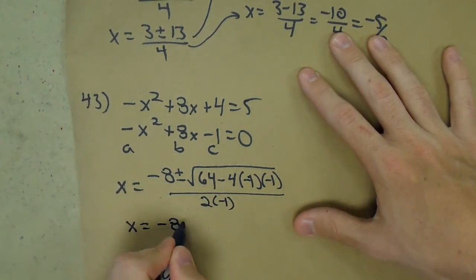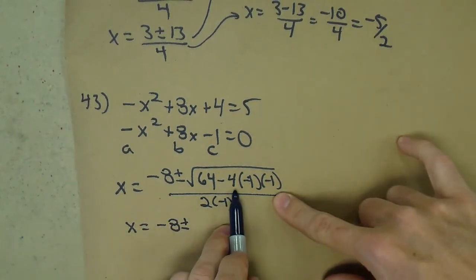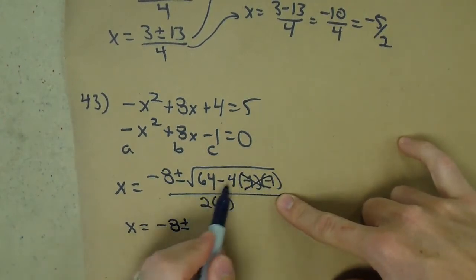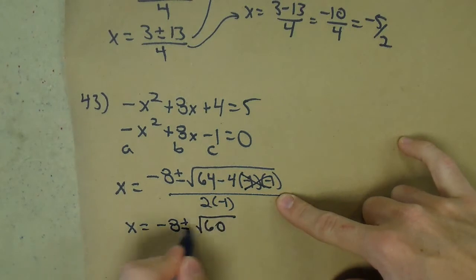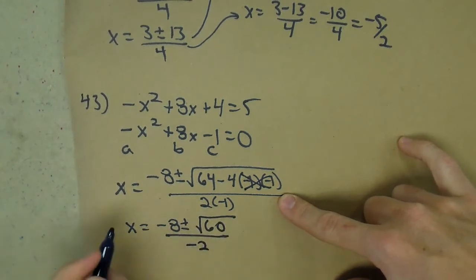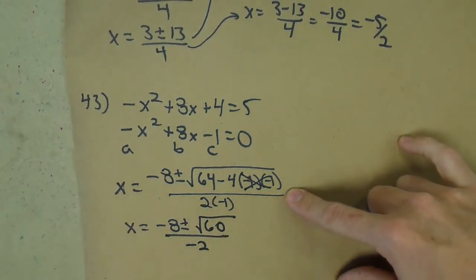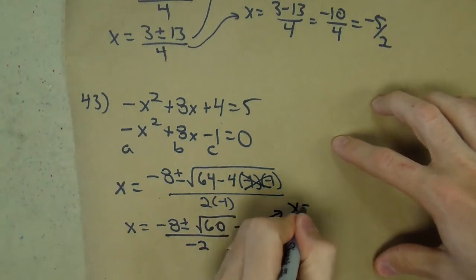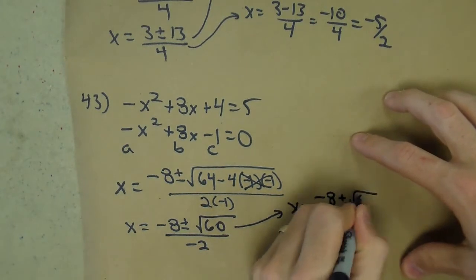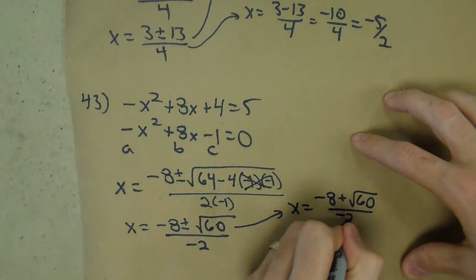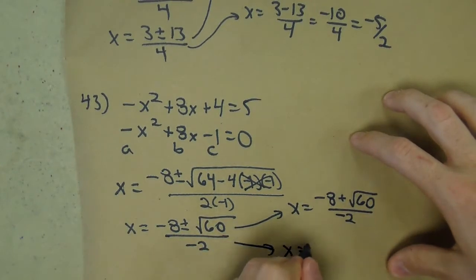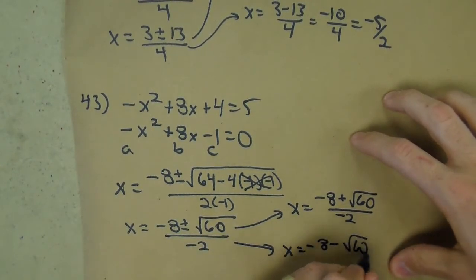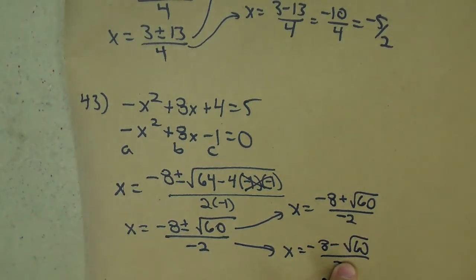So I got negative 8 plus or minus. All of this comes out to be a negative 4, so it's 64 minus 4, which is 60, and that's over negative 2. So we could write it here as x equals negative 8 plus the square root of 60 over negative 2, or x equals negative 8 minus the square root of 60 over negative 2. So let's see what we get here.